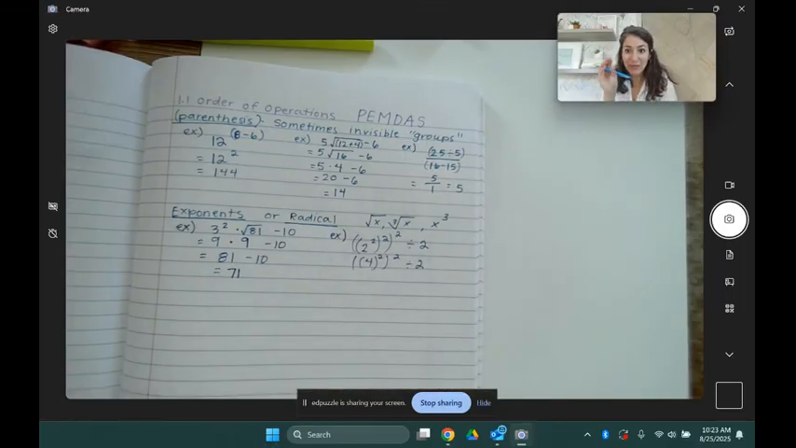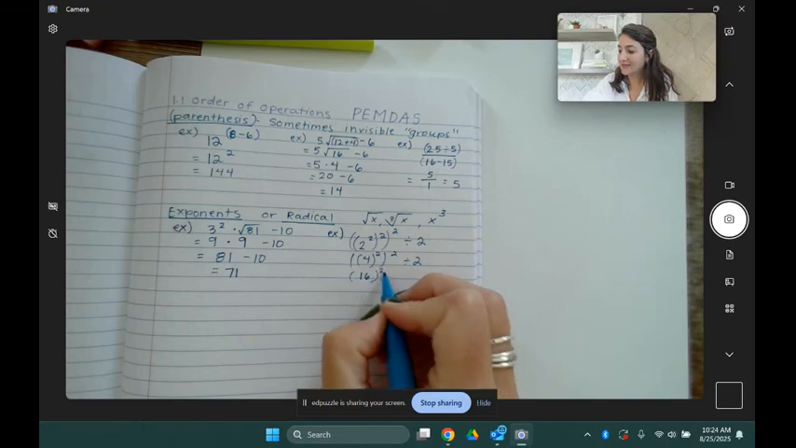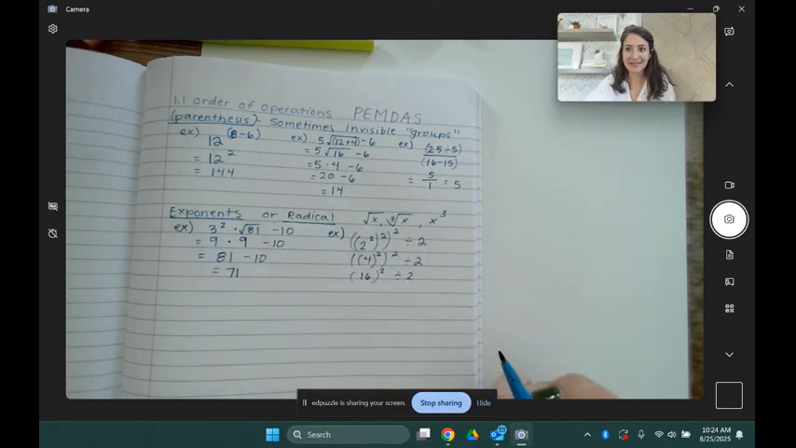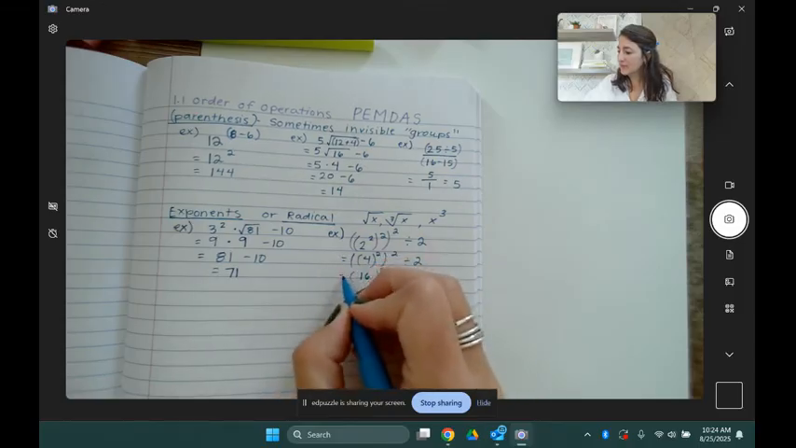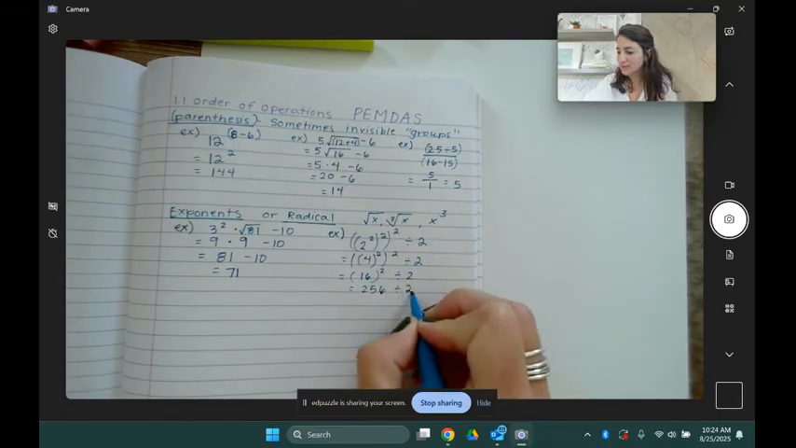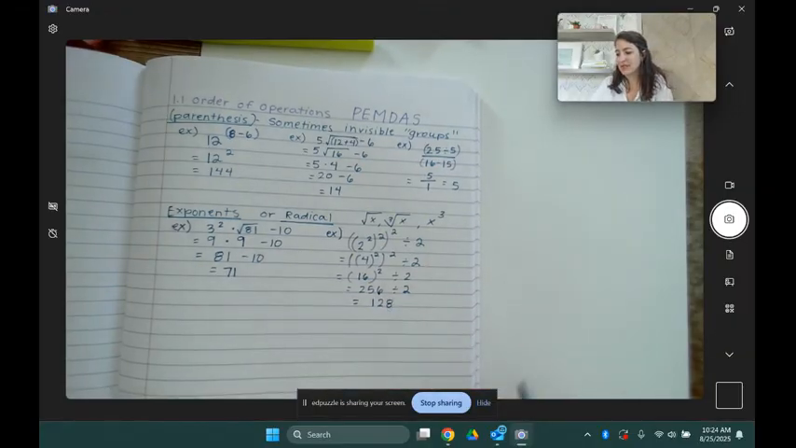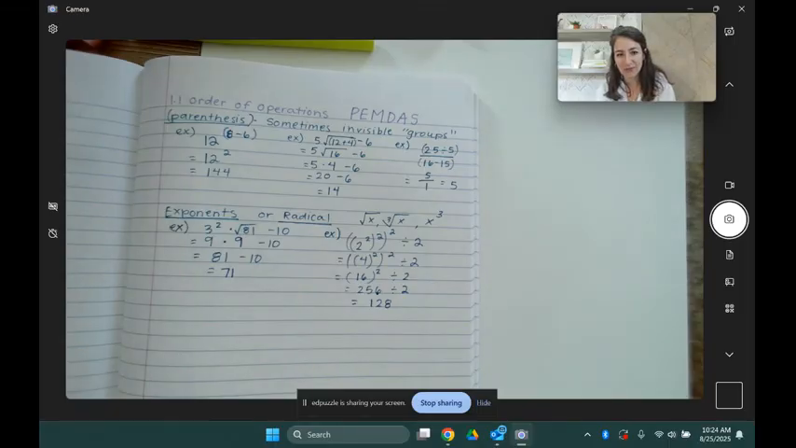Now my inside most is 4. So I'm going to go 4 squared, that's 16, divided by 2. Whoa, 16 squared. I don't know that off the top of my head. But if I type it into a calculator, it is 256 divided by 2, 128. So you start on your inside most, work your way out. Doing the exponents first, then divide everything by 2.